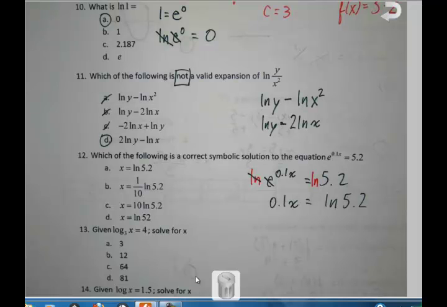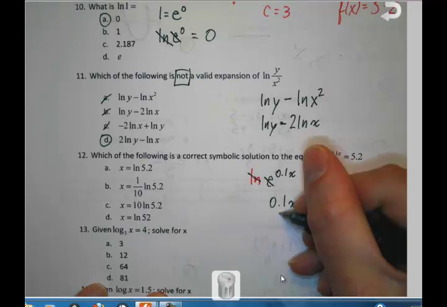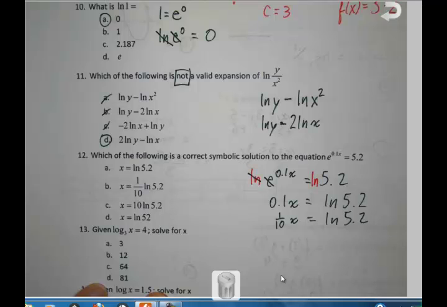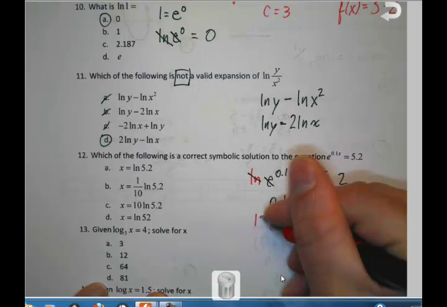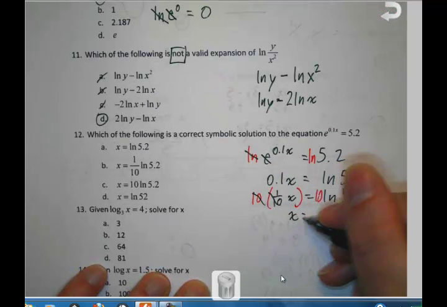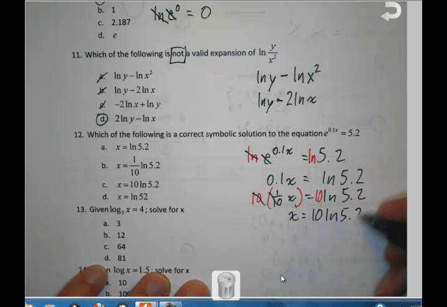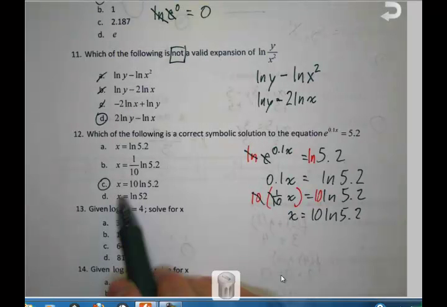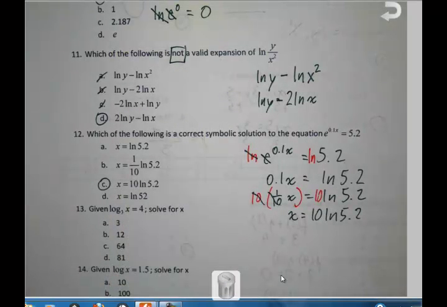Now, what is the opposite? 0.1, another way of saying that is 1/10. And so to cancel 1/10, one simply multiplies by 10. So x actually winds up being 10 times the natural log of 5.2. Now, C and D are not the same because this 10 is not being distributed. It is actually an exponent of 5.2. So, the correct response was C.